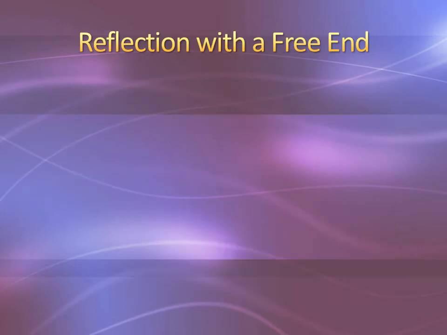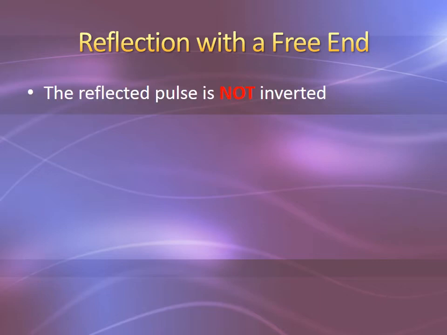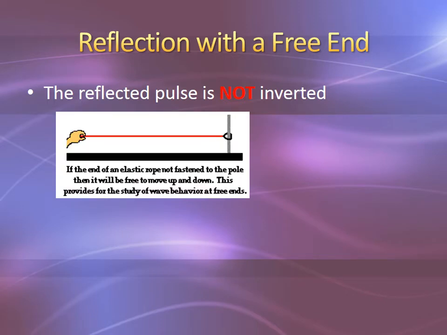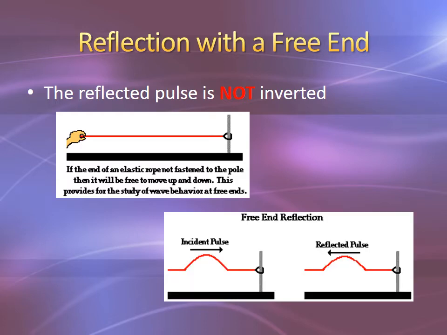All right, so what if the other end was free to move? In that case, the reflected pulse is not inverted. So say instead of tying it to the pole, we had put a ring around the pole that was allowed to move up and down. Now you're going to get a reflected pulse that is identical to the incident pulse, just going the opposite direction.